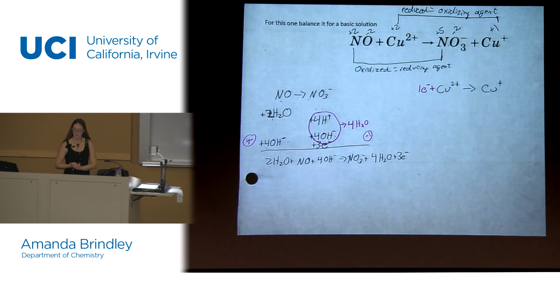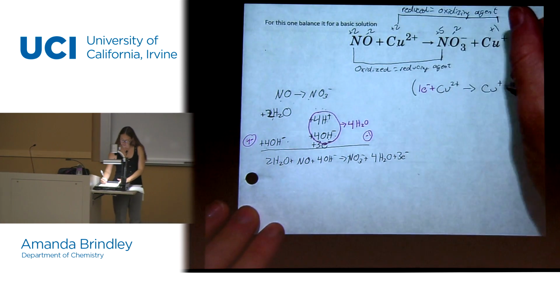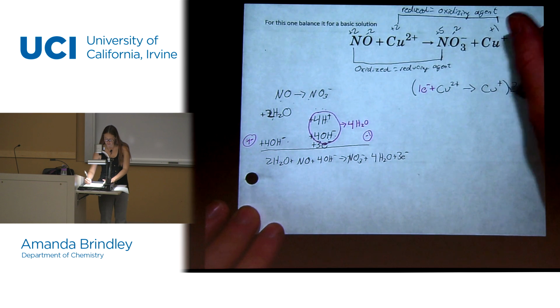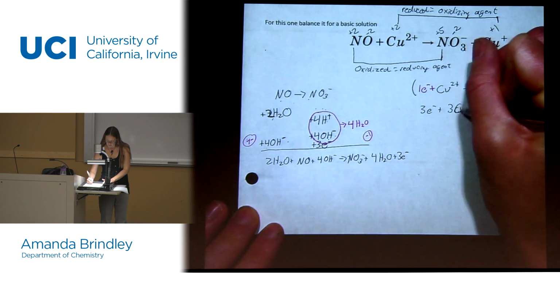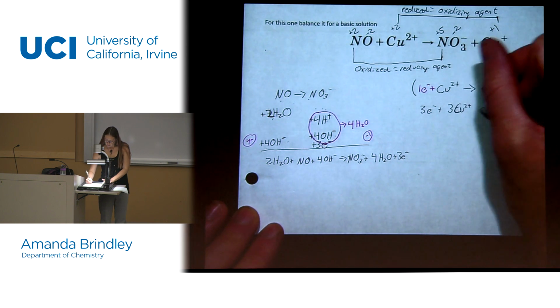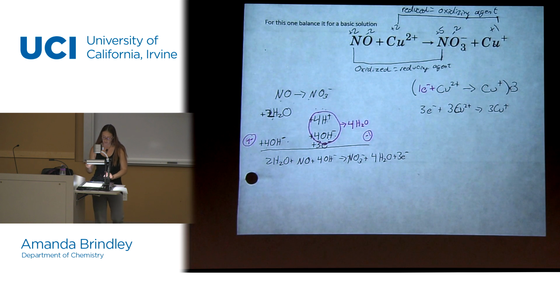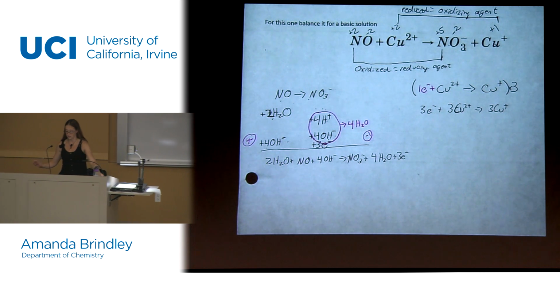Are my electrons balanced between my half reactions? No. So what do I have to do over here? I just have to multiply by 3. Okay. Now go through, cancel everything out that is duplicated.